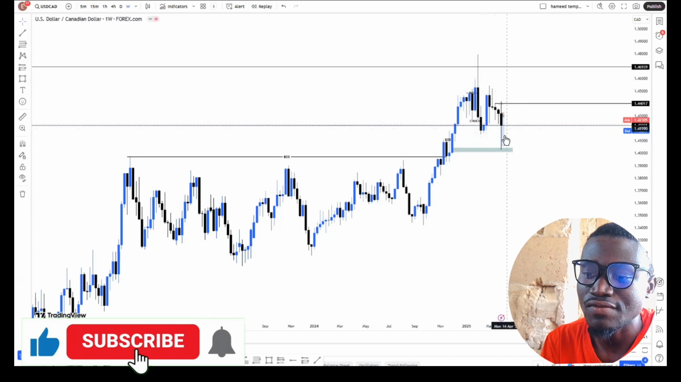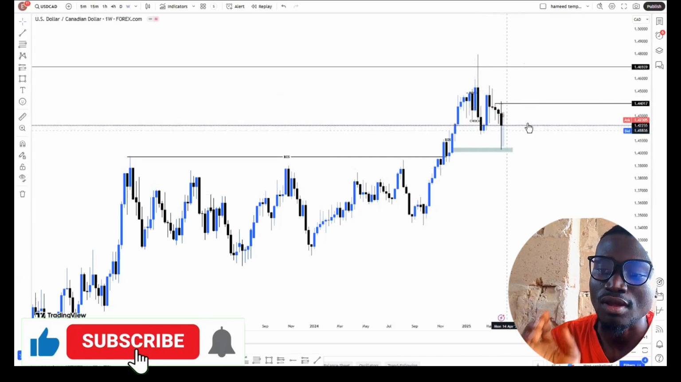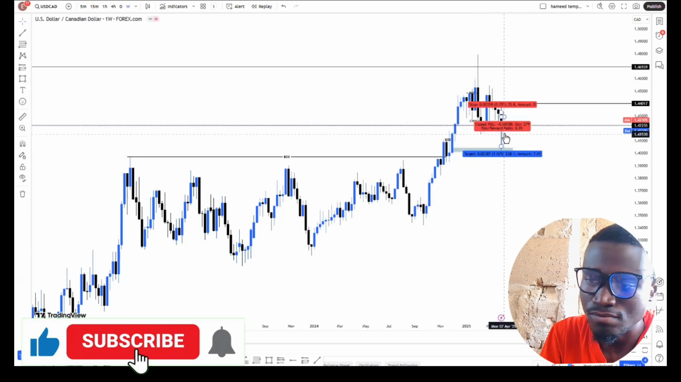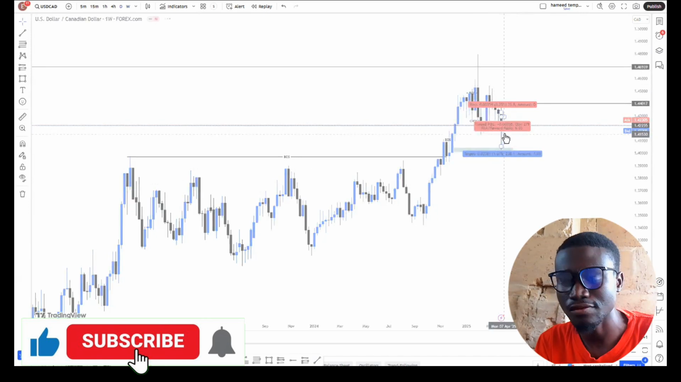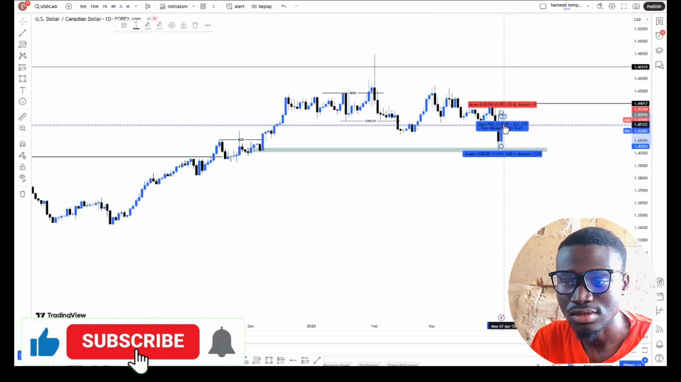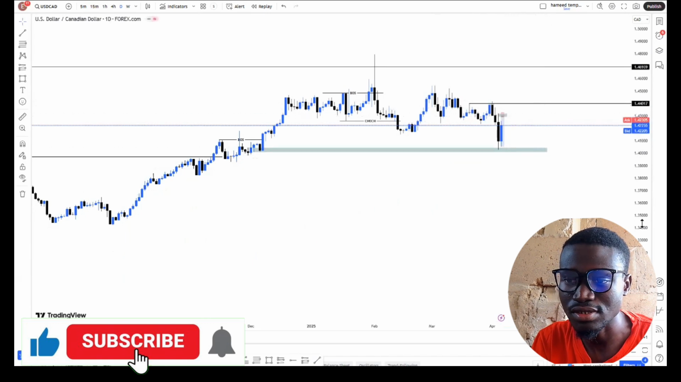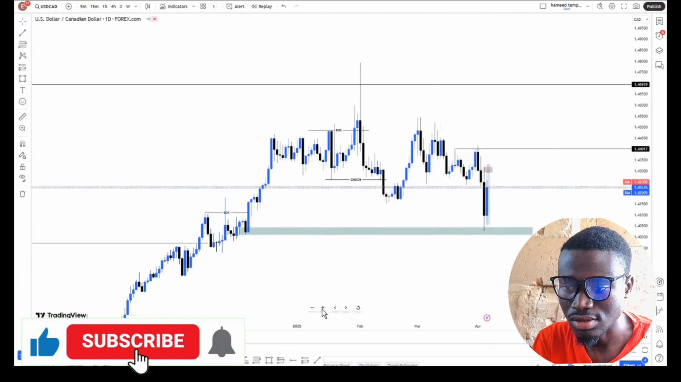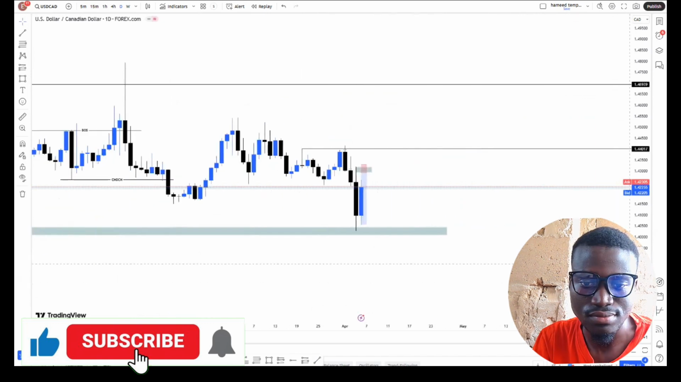So on the weekly time frame we have this bearish candle close. With that, let's go to the daily time frame. On the daily time frame, let me just delete this so you can see what we are looking for. Okay, let's just leave it. I think we can all see what is on the charts.